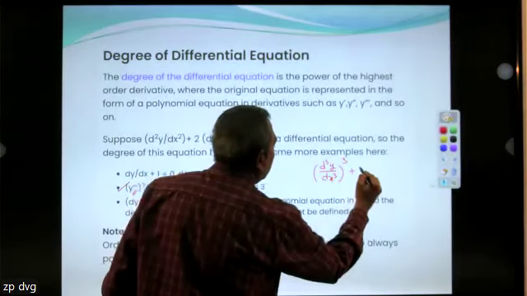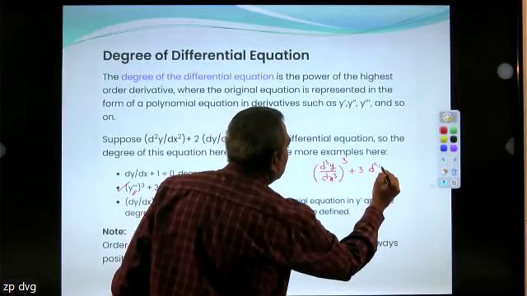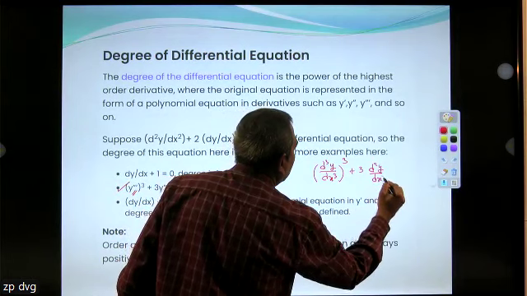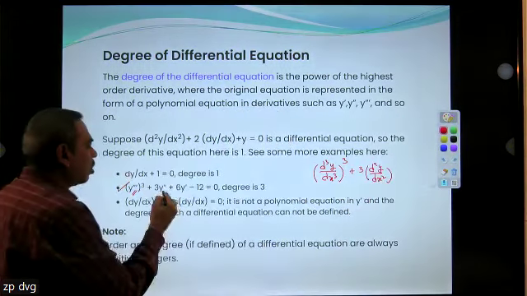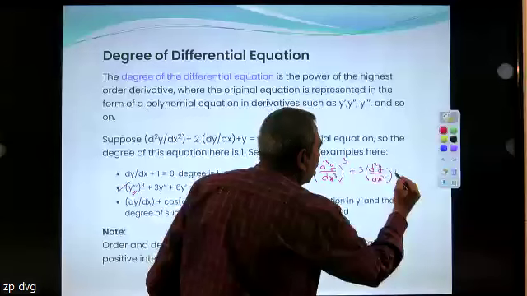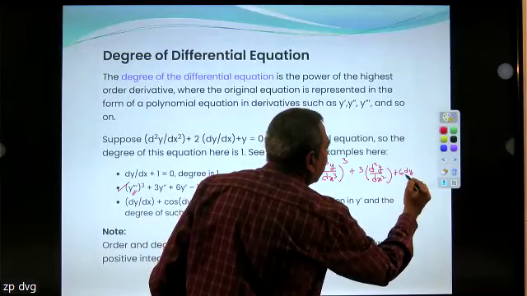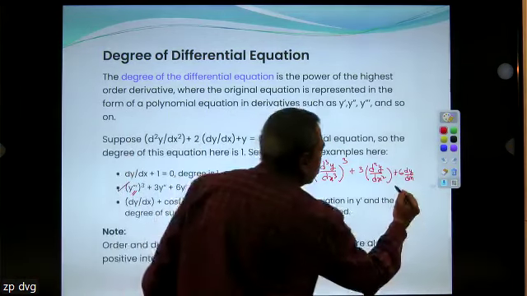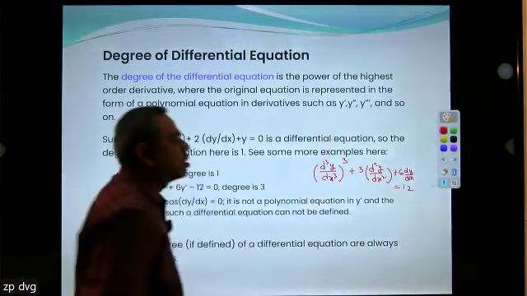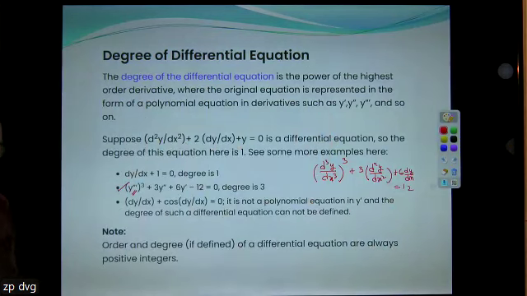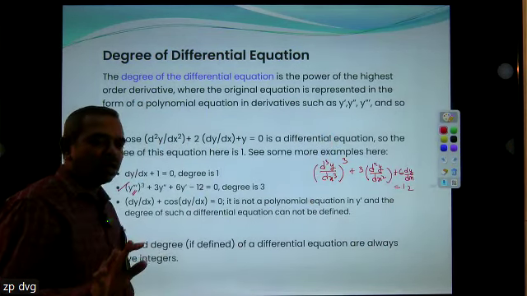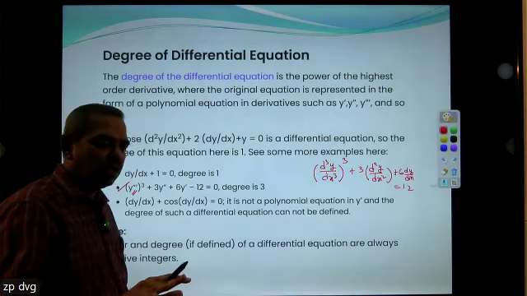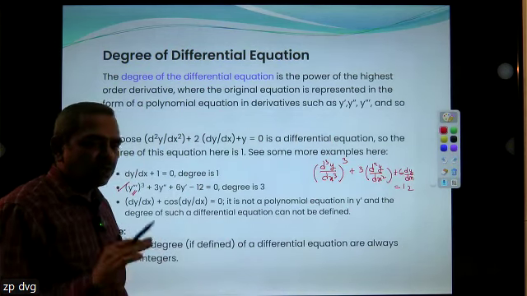Plus 3 into y double dash, which means d square y by dx square, the second derivative. y dash means first derivative. Plus 6 into dy by dx, and it is equal to 12. So this is the given example here. Now he didn't ask the order. He is asking about the degree. The degree of the differential equation we have to find out.